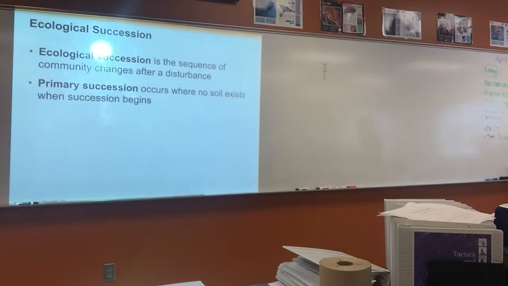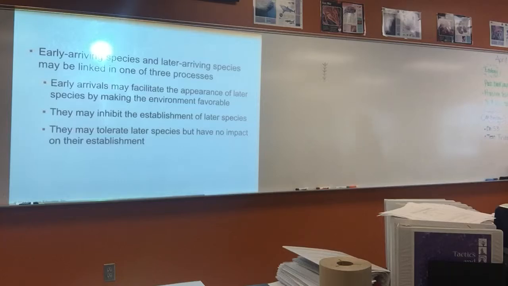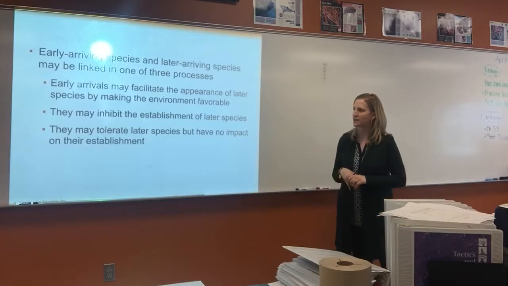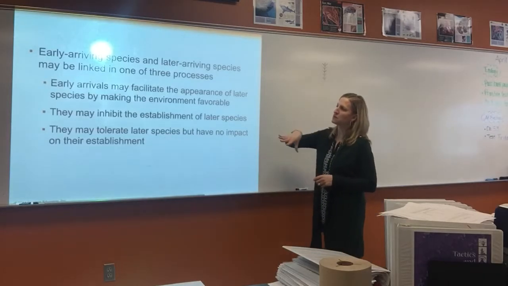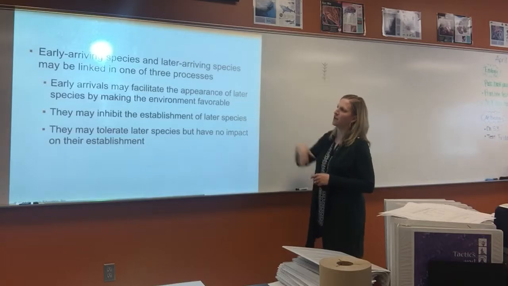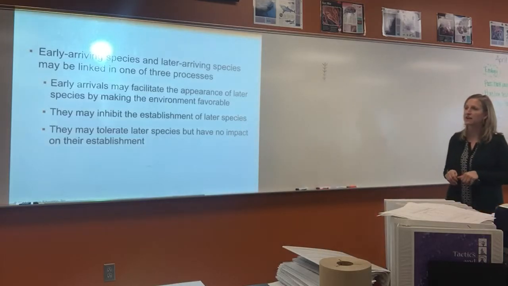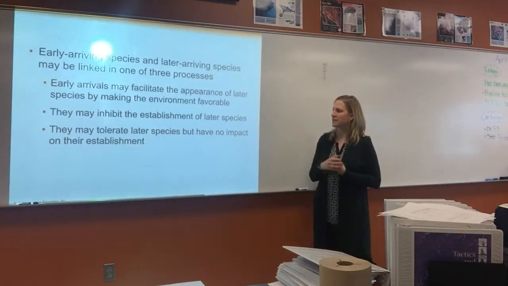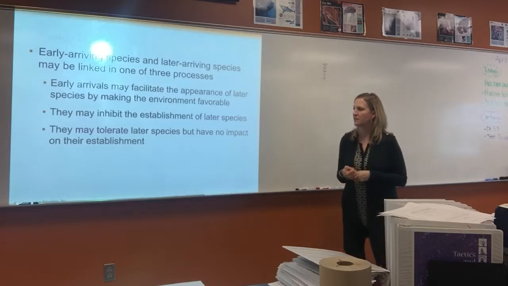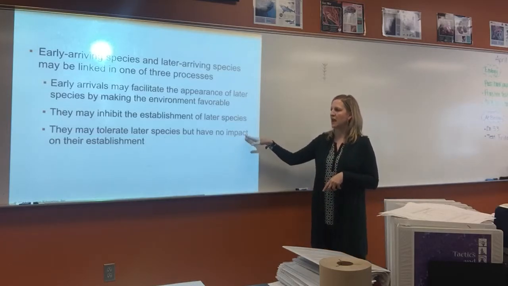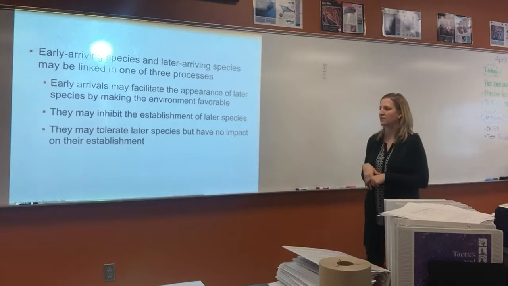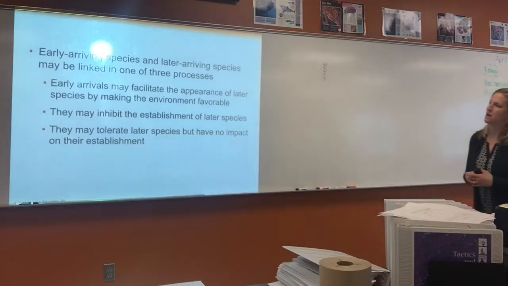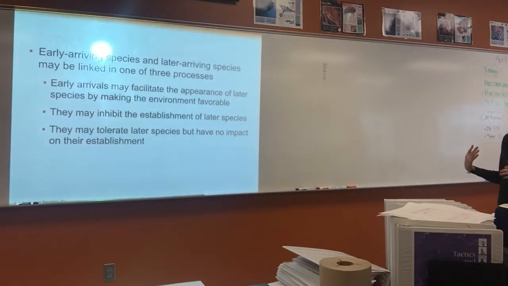So let's look at primary succession, where no soil exists. So early arriving species and later arriving species may be linked in one of three processes. So the first species that get there and the last species. Early arrivals may facilitate the appearance of later species by making the environment favorable, or they may inhibit the establishment of later species, or really have no effect. They can tolerate the later species but have no impact on their establishment. So they can have either positive, negative, or neutral effect on what comes later.